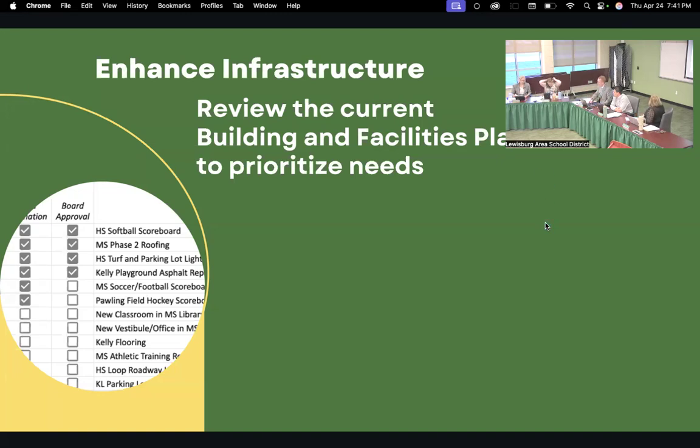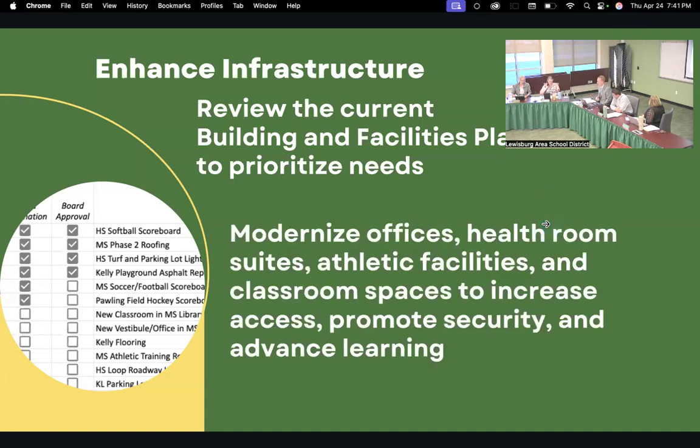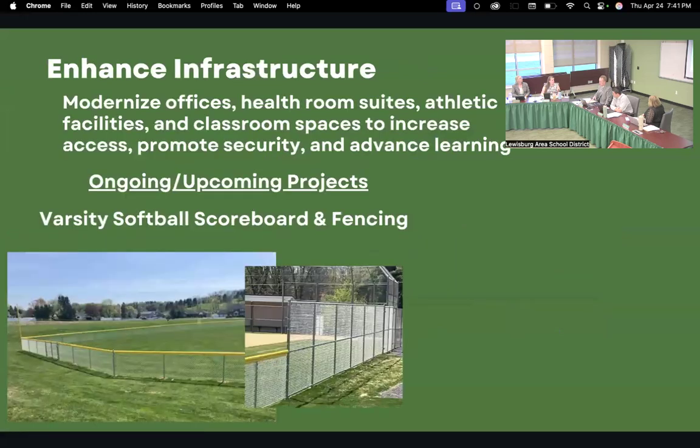tied well into objective number 3, which is talking about modernizing different spaces across the district: offices, health room suites, athletic facilities. And we've done a lot of that work this past summer and into this school year. I'm going to give you updates of things that have happened this past school year and then things to consider for the future. So on the front of modernizing our district, I wanted to share some images across the district.